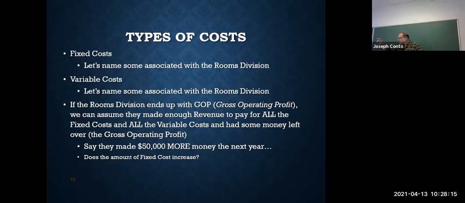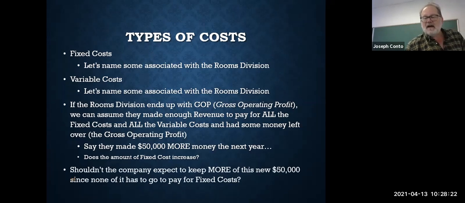But if I can keep my variable costs in check, at least 50% of that new money should go right to the bottom line. Let's take a look, and that's basically the question I'm asking. Let's take a look at an actual example of that.